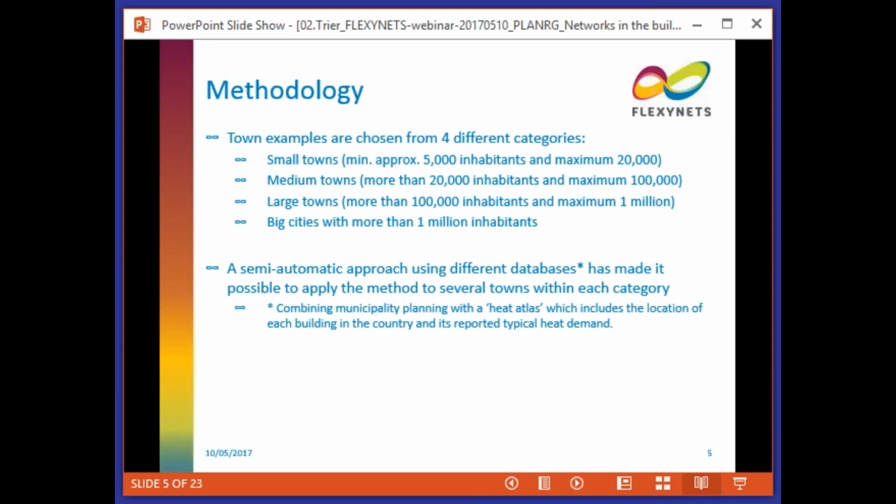One of the databases is municipality planning, which defines the typical use of a certain area, and a second layer added on top of that is a so-called heat atlas, which defines the demand on an annual basis for each building and the location of that. By combining these, we can know exactly how the demands are distributed over the towns and in the different typologies, sectors of the towns. I will show an example in a minute.